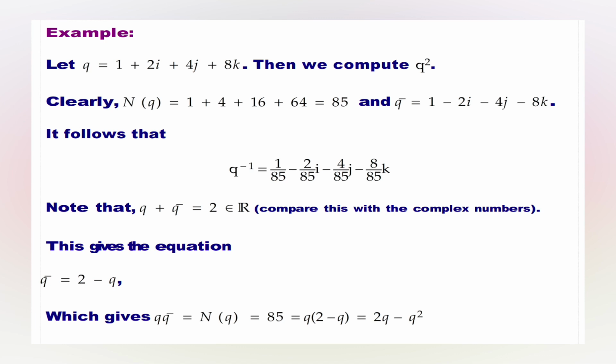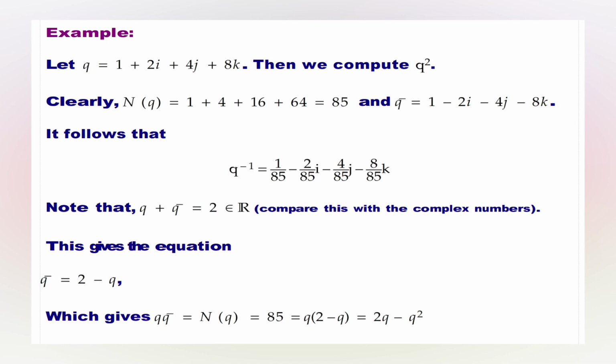Nothing but the sum of squares of all the coefficients is equal to 85. The Q bar is equal to 1 minus 2i minus 4j minus 8k. We are interchanging the symbols. It follows that Q inverse is equal to 1 by 85 minus i 2 by 85 minus j 4 by 85 minus k 8 by 85.